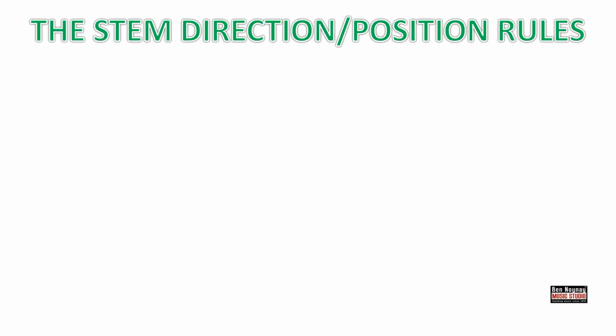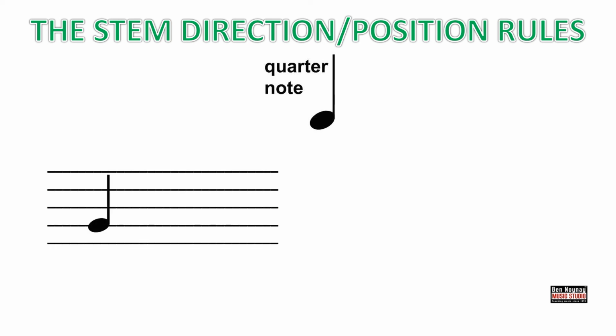Now let's study one of these notes a little bit more. Let's focus on a quarter note for a moment. Now we know that the quarter note has a stem attached to the note head. It's important to know that there are rules that govern the direction and the position of the stem. First, here's the rule about the direction of the stem. If the note is written below the 3rd line of the music staff, the stem must be written pointing upwards.